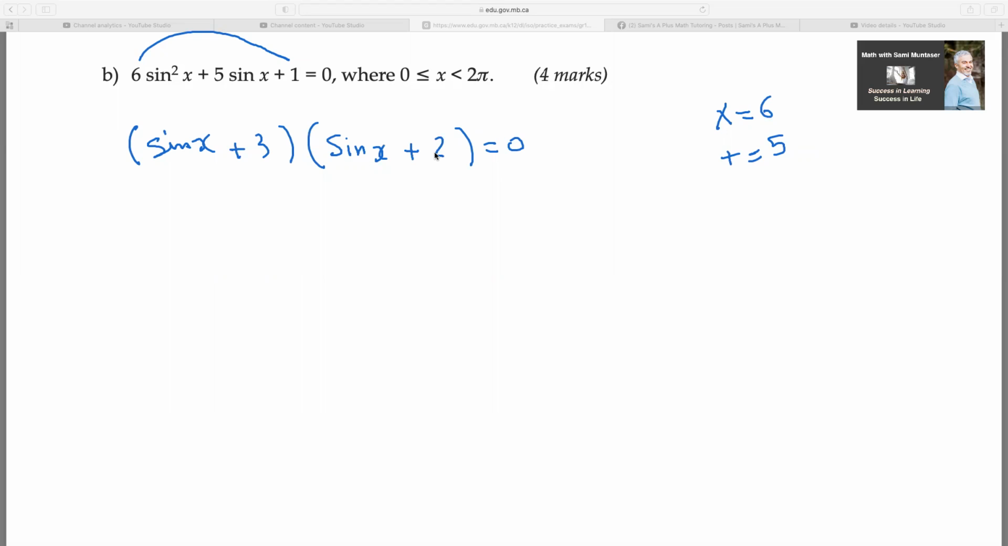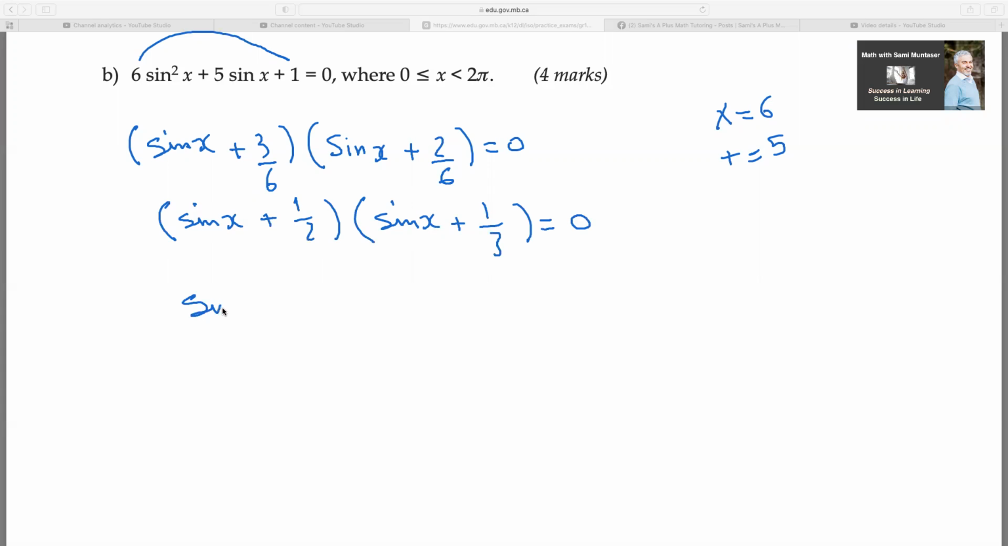it doesn't stop here for me, because when you have a leading coefficient, whatever you find here, you have to divide by it. So you have to divide this by 6, and this by 6. Now this will give you sine x plus 1/2 and sine x plus 1/3 equals 0.